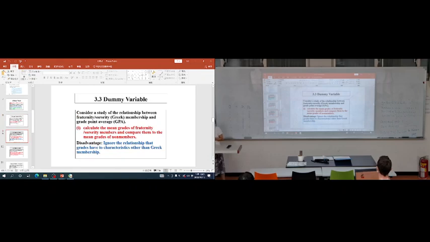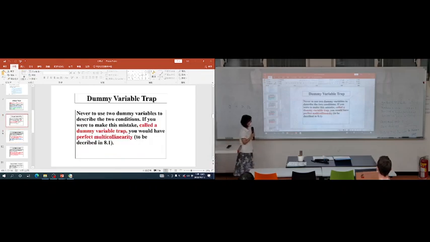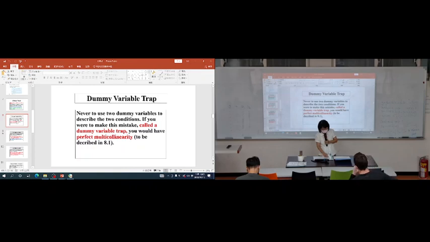This is another example. I think let me stop here. Any questions about these dummy variables? Would you please go back and review section 3.3 in our textbook, from page 97 up to 101?